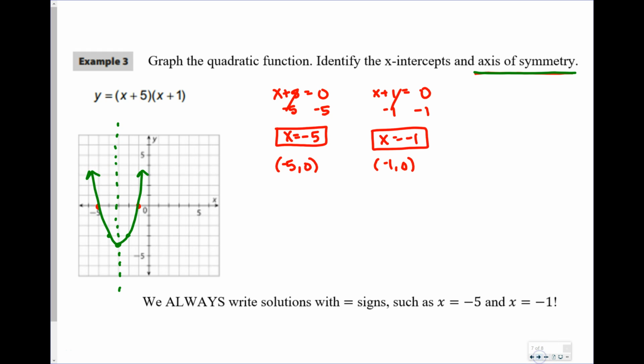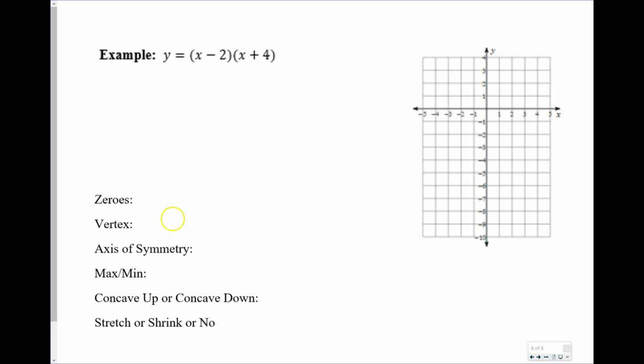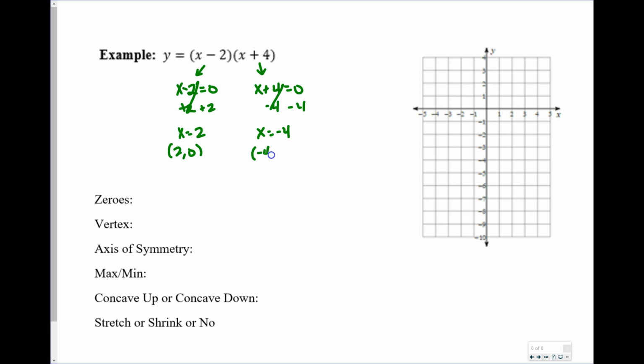The last thing I want you to be able to do is not only be able to graph these, but then label all of this other information. If you want to go ahead and pause and try and do this on your own first, you 100% can. That's no problem. I'm going to go ahead and work it out. So my zeros, I'm going to get those first. Pull these out. I get x-intercept of 2, 0. And I get another x-intercept of -4, 0. So I'm going to plot those points. So 2, 0 and -4, 0. I'm going to write those here. 2, 0 and -4, 0.